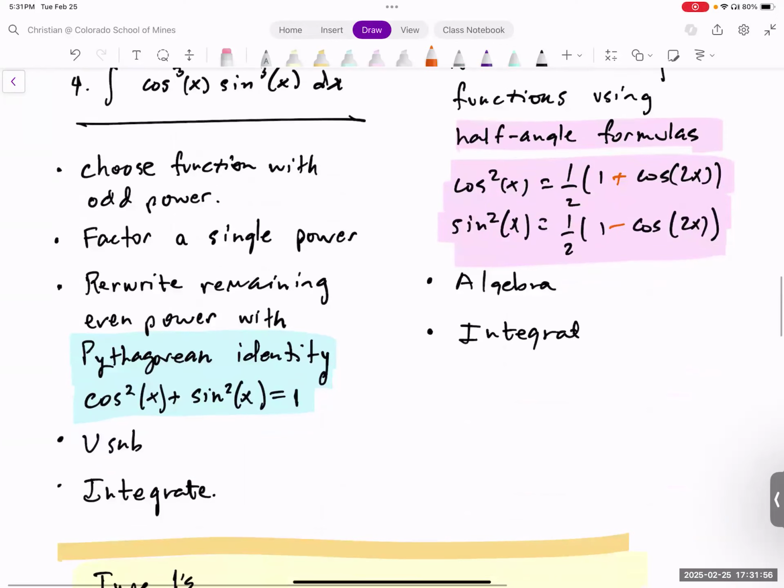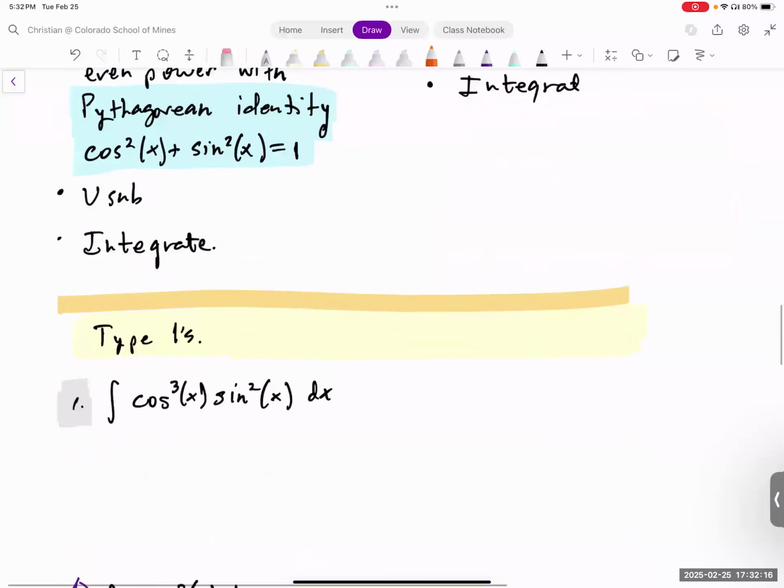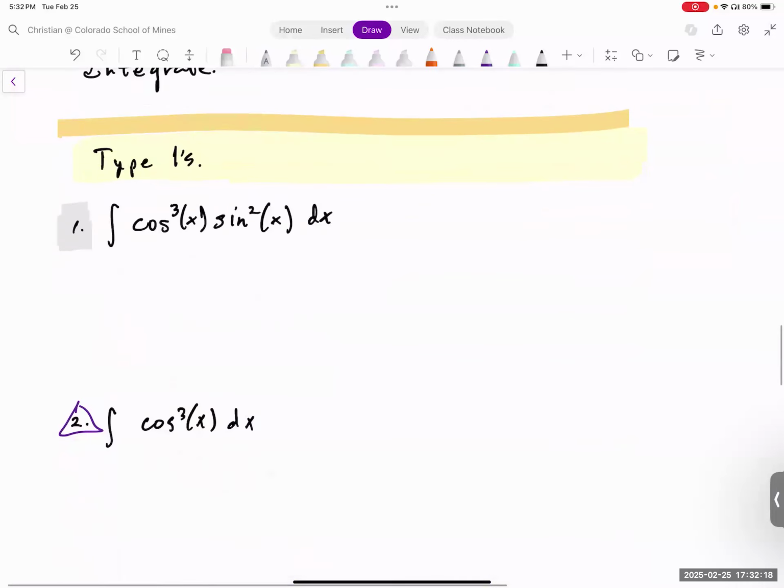Type 1, you're going to choose the function with the odd power. You're going to factor off a single power. That'll leave a remaining even power. And then you'll rewrite that function with the Pythagorean identity, cosine squared x plus sine squared x equals 1. Then it'll lead to u sub. Then you'll integrate.